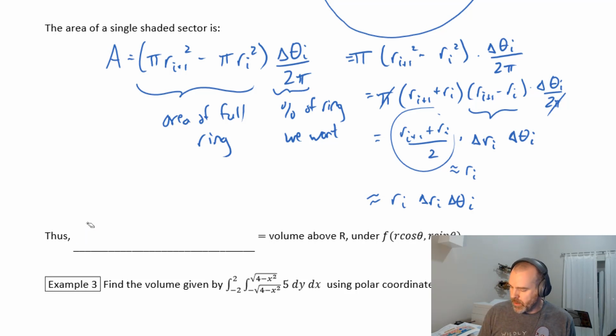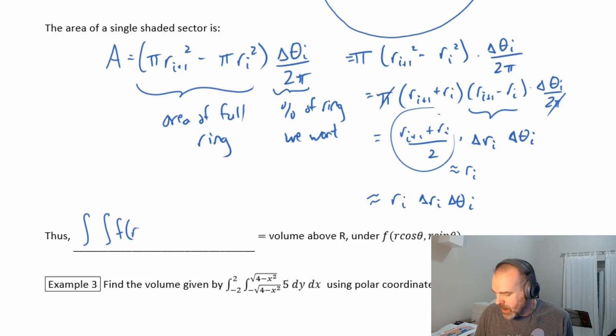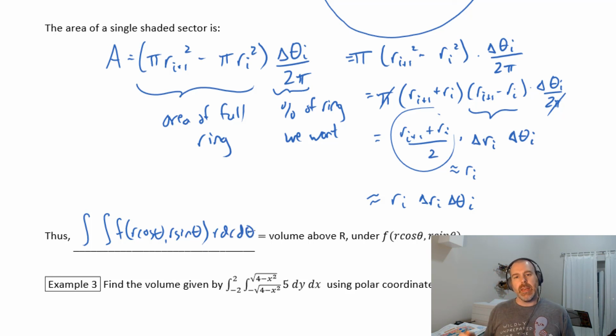let me just write it here. Thus, we'll have the integral, and we have some f of x, y, but x is r cosine theta, y is r sine theta, and then r dr d theta. And then we're integrating r first, so it goes from the inner function, whatever g1 of theta is, to the outer function g2 of theta, and then the angle goes from alpha to beta.